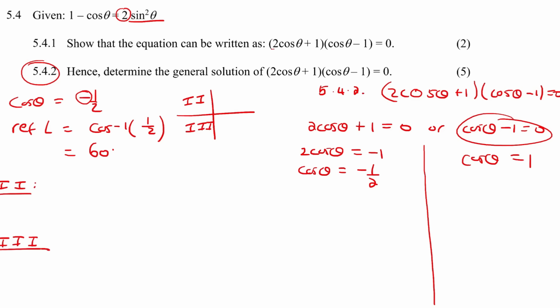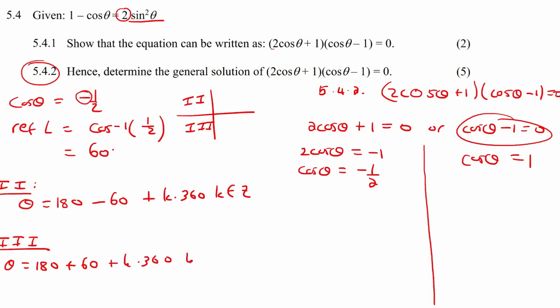Okay, so in quadrant 2, we're going to say theta equals, now quadrant 2, we always say 180 minus. In quadrant 3, we always say 180 plus. Now, you're going to say your reference angle and your reference angle. And then we always say plus k360, k an element of Z. Plus k360, k an element of Z. And now we're just going to solve. So we're going to get 120 over here.